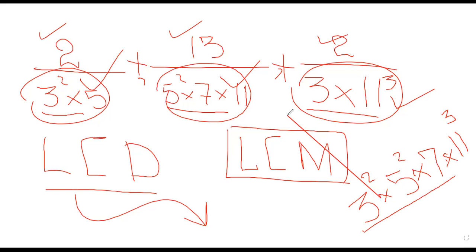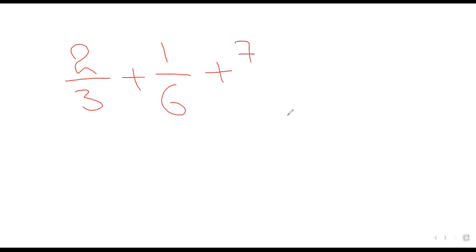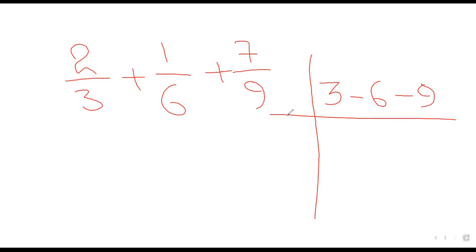Let's suppose I come up with a practical example. Suppose you are adding 2 plus 3 plus 1 plus 6 plus 7 plus 9. If you're looking for the least common divisor, this is the way to get it. What I mean to say is, that common divisor which is divisible by each and every denominator, divisible by this, by this, by this. So let me find that one.